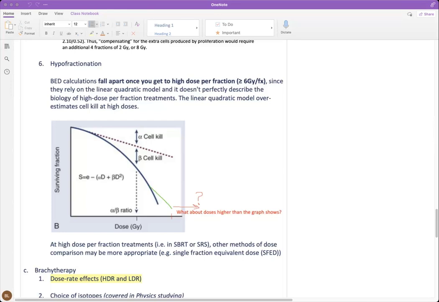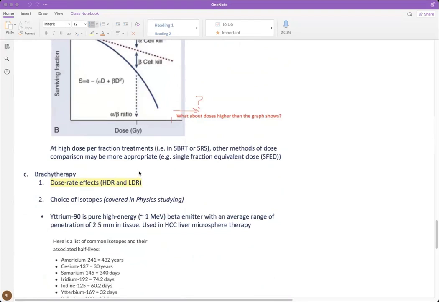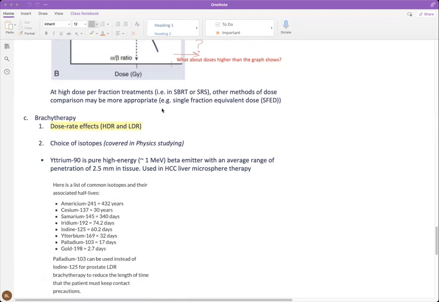So you just have to recognize that BED calculations with the linear quadratic model fall apart once you get to high dose per fraction. About 6 gray per fraction is where it doesn't work as well. There are other ways to calculate this, which it doesn't go into, but if you're curious, there's something called the single fraction equivalent dose, which is pretty cool. And in my Excel sheet, I show calculations for this, which is pretty neat.